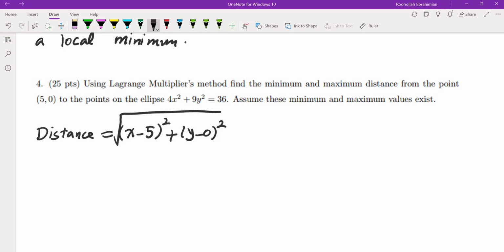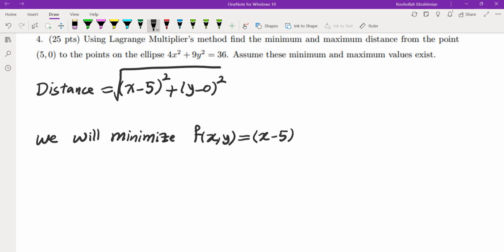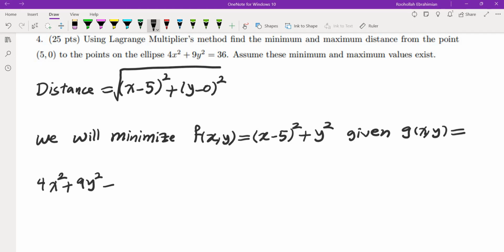So if you want to minimize the distance, it is enough to minimize what is under the square root, and that would make our life a little bit easier. So we will minimize f of x, y equals x minus 5 squared plus y squared, given the other condition, which is g of x, y equals 4x squared plus 9y squared equals 36. So given this, we want to minimize that.